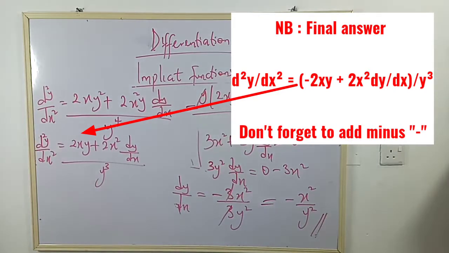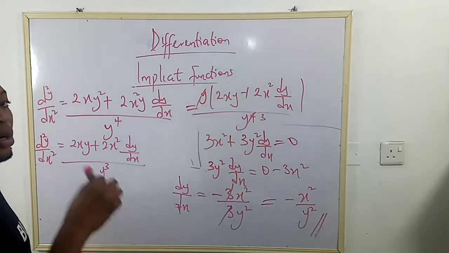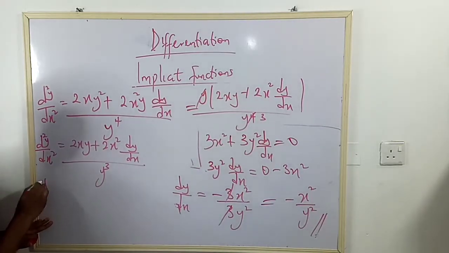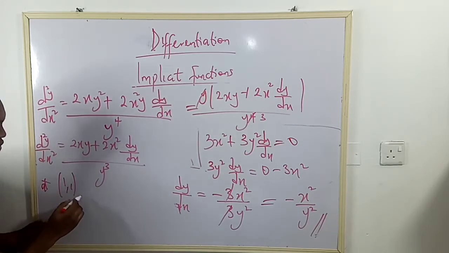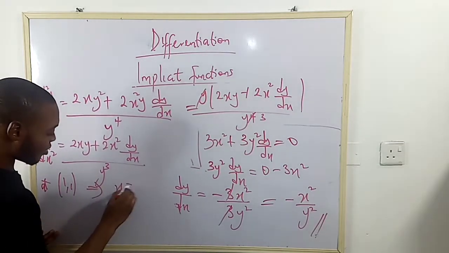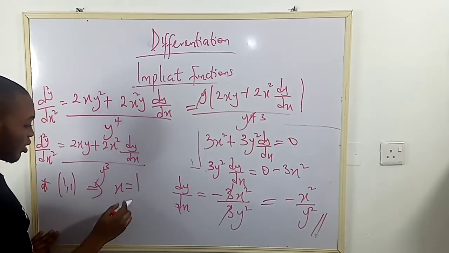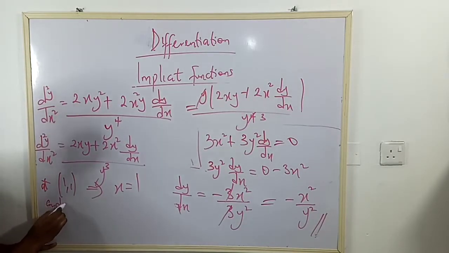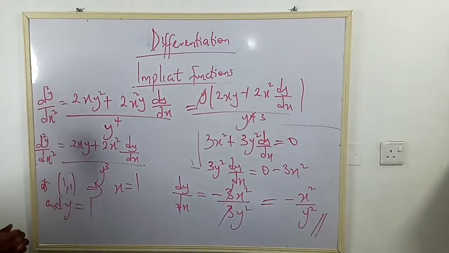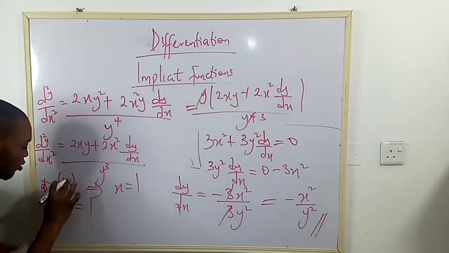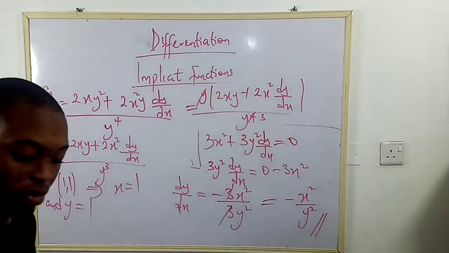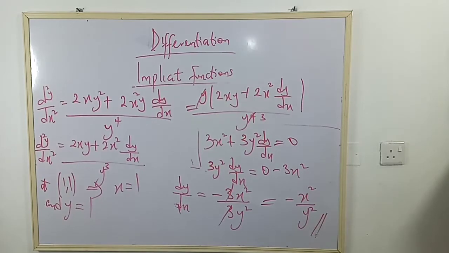But the question says find dy/dx and d²y/dx² at point (1, 1). So which implies at that point x is equal to 1 and y also is equal to 1. That's the meaning of point (1, 1): it implies x equals 1 and y equals 1.